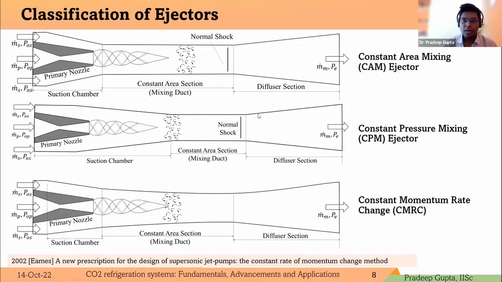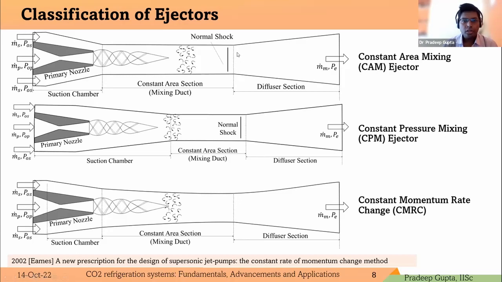So now this is the schematic of the constant area mixing and constant pressure mixing ejector. Here we can see the nozzle is placed very close to the constant area section. Sometimes it is also placed inside the constant area section. And it is expected that the complete mixing of the primary and secondary flow has to occur in the constant area section itself. While in the case of constant pressure mixing, the nozzle is placed well inside the convergent duct, and the convergent duct is designed in such a way that the mixing of the primary and secondary flow occurs at constant pressure, and thus the name constant pressure mixing ejector.